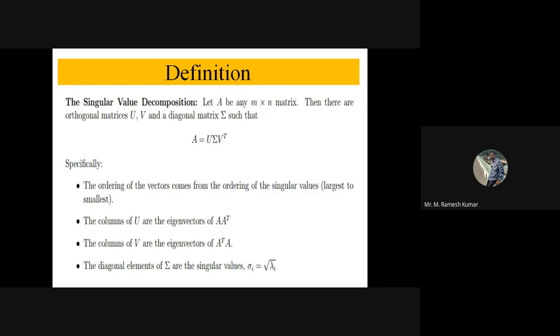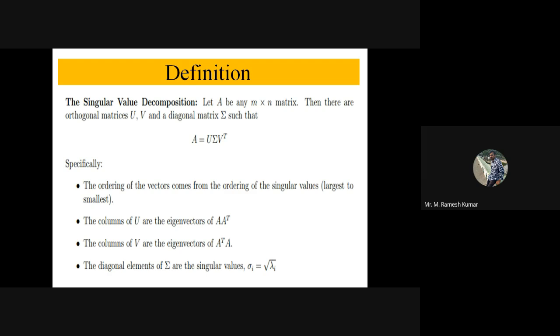Suppose A is any rectangular matrix of order m by n. Then there are two orthogonal matrices U and V and a diagonal matrix sigma such that A can be written as U into sigma into V transpose. So it is just like decomposition of matrices using orthogonal transformation. This is singular value decomposition.